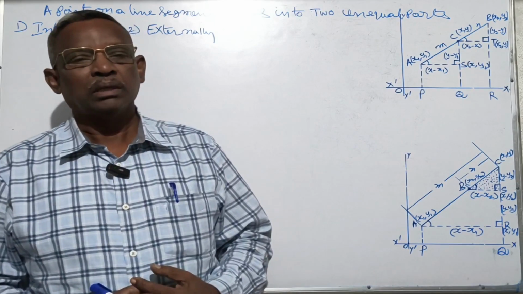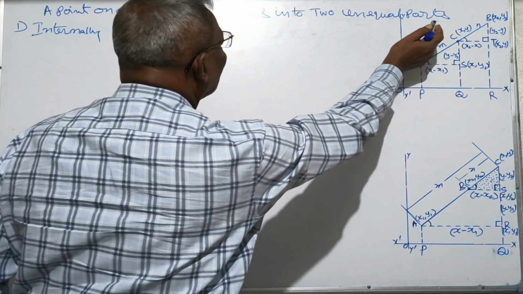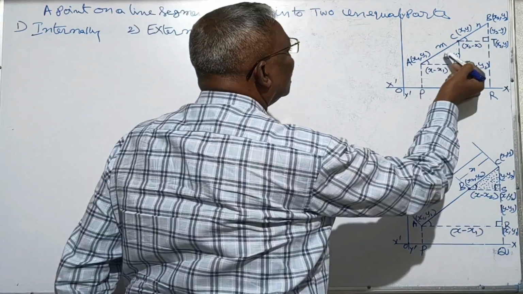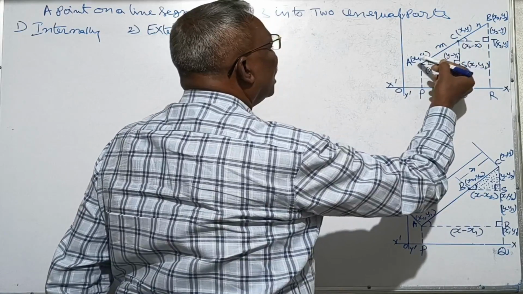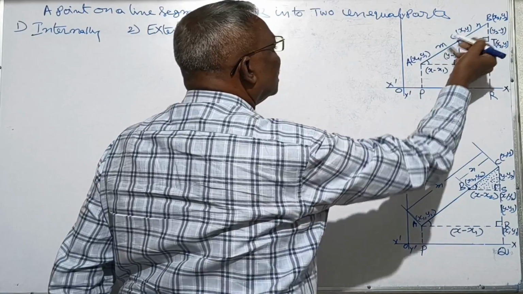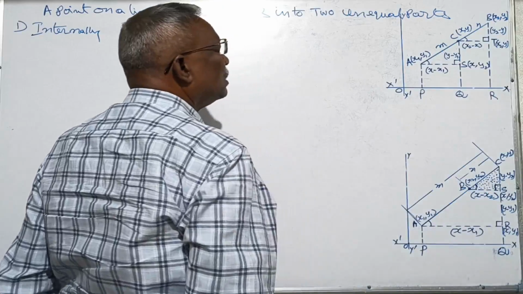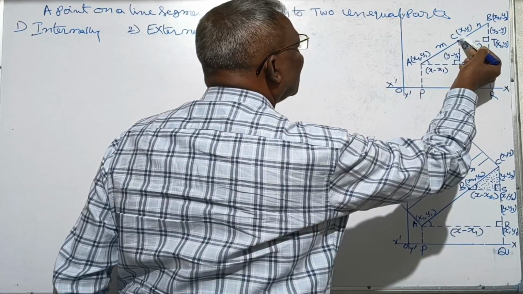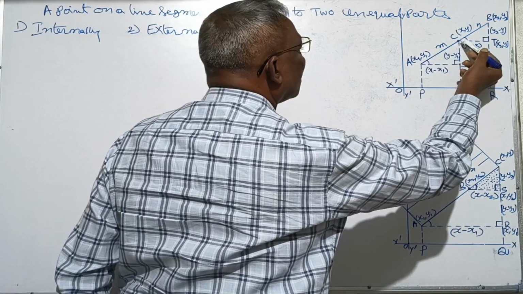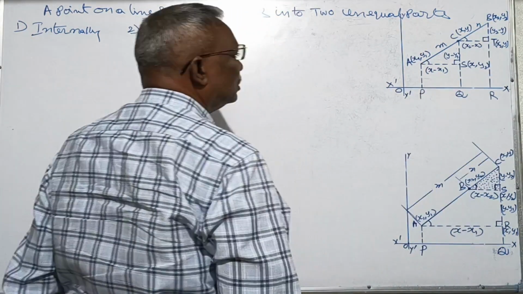Hello friends. Today our topic is a point on a line segment dividing it into two unequal parts, that is, in the ratio m is to n. AB is a line segment. Point C divides it into two unequal parts. That means AC is not equal to CB. That is the m is to n ratio.